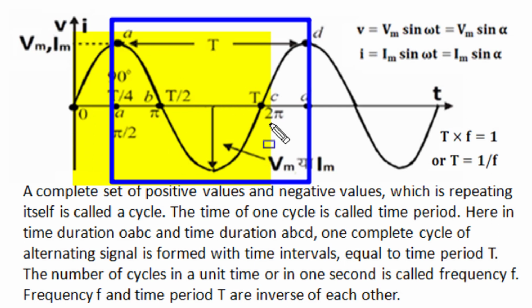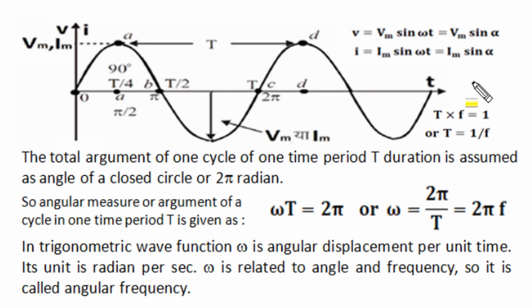Now the number of such cycles which are repeated in 1 second duration is known as frequency. T is the time period of one cycle, so the time period of f cycles, or frequency number of cycles, is 1 second, and from this relation we can say time period and frequency are inverse of each other, and out of time period and frequency, if one is known to us we can find out the other one. The total angular measurement of one complete cycle, having duration equal to time period capital T, is assumed to be the total angular measurement of a closed circle, or 2 pi radian.